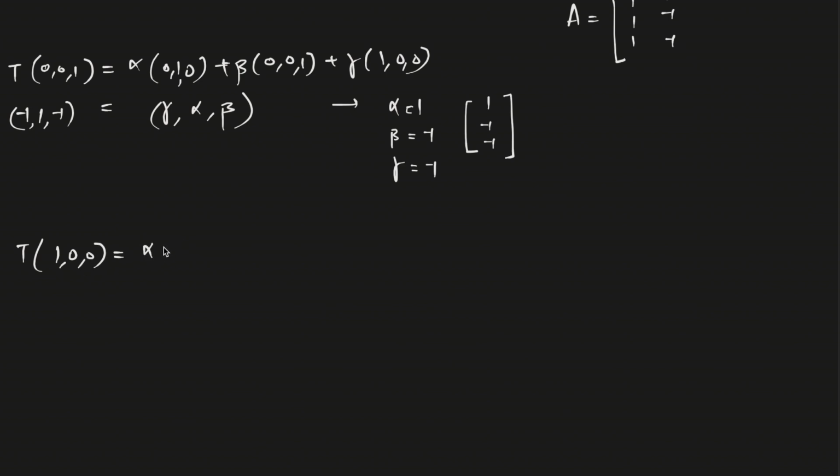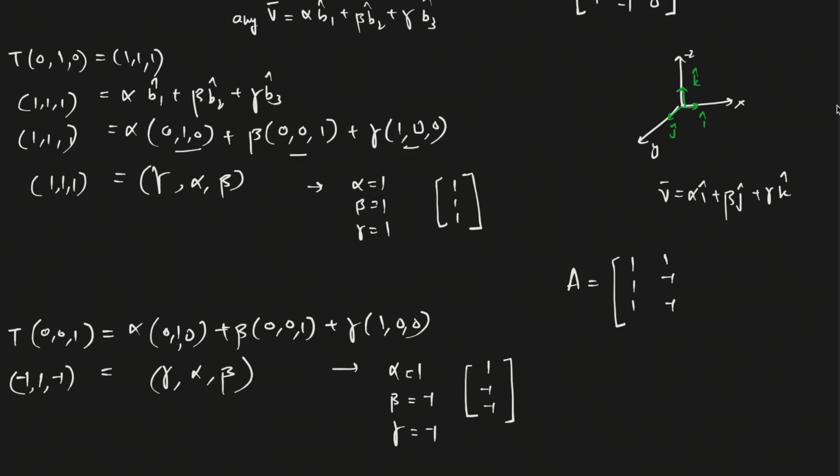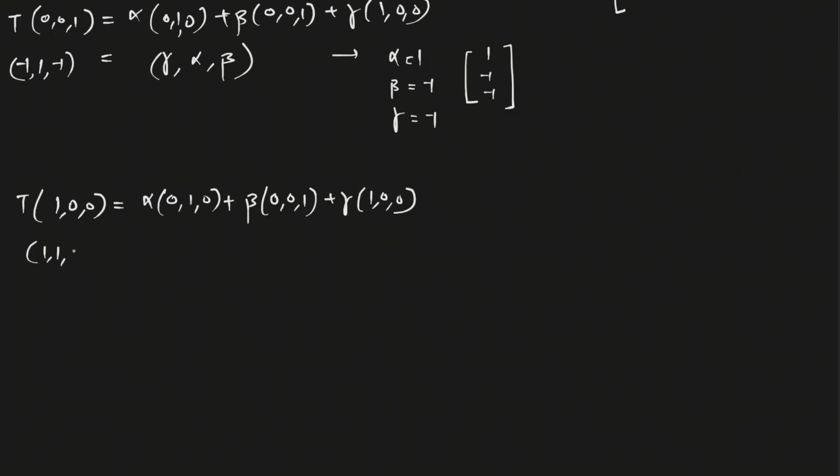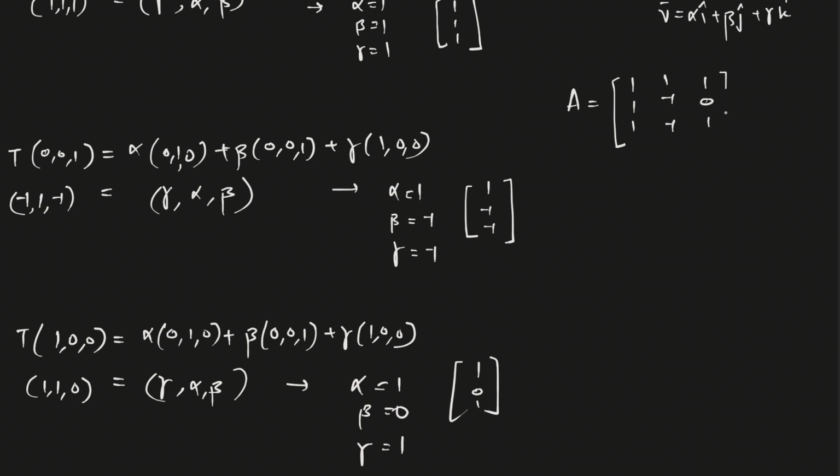So again, this is alpha times 0 comma 1 comma 0 plus beta times 0 comma 0 comma 1 plus gamma times 1 comma 0 comma 0. And this we already calculated. This is 1 0 0. This is 1 1 0. All right. So 1 1 0, and we will get again gamma, alpha, beta, and in this case alpha is 1, beta is 0, and gamma is 1. So this is our third column vector, that is 1 0 1. So 1 0 1. All right.